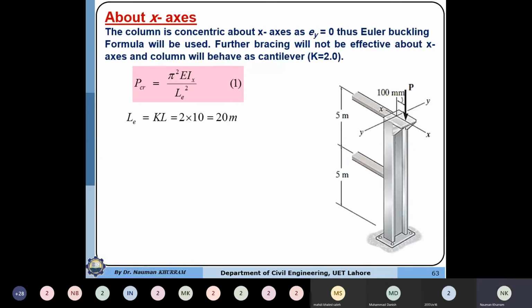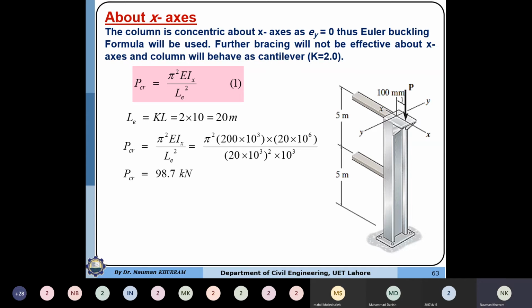So effective length about the x-axis will be equal to 20 meter. So after substituting the values in equation number 1, pi square EIx by the effective length squared, because the column is buckling about the x-axis, because EIy is equal to 0. After substituting all the values here, exponent 3 is just to convert the load into kilonewton. The load will be 98.7 kilonewton.